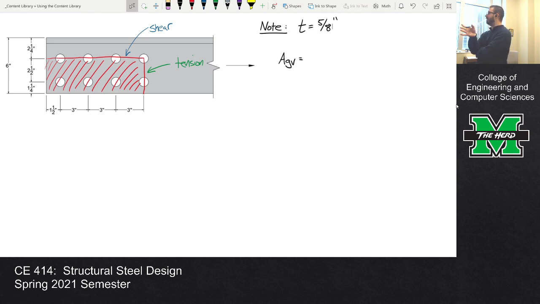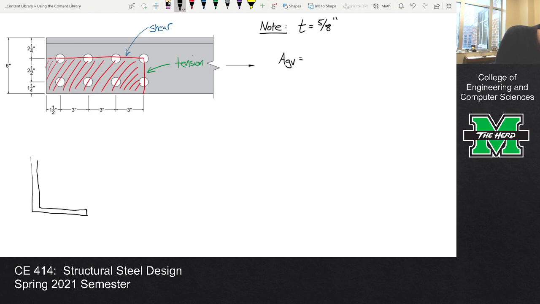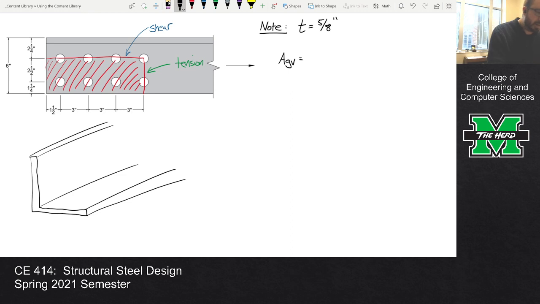Well, not just the length of the bolts, but the length of that path, okay? Because what we're looking at here, I want to make sure I do this maybe a little three-dimensionally, so hold on. I'm making a mess here. So here's the angle, and the failure block that I've indicated sort of looks like this.